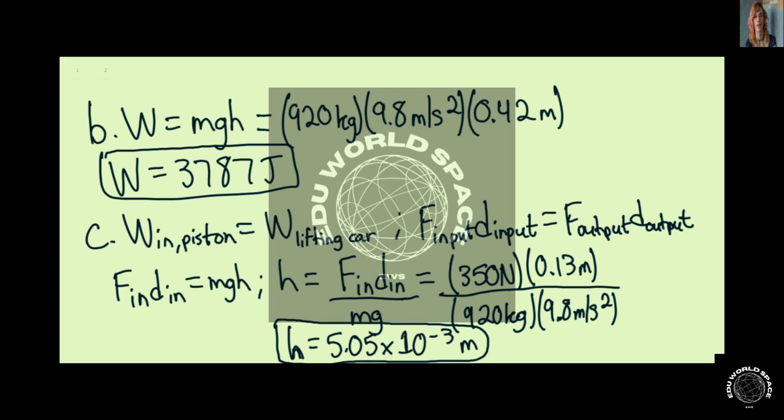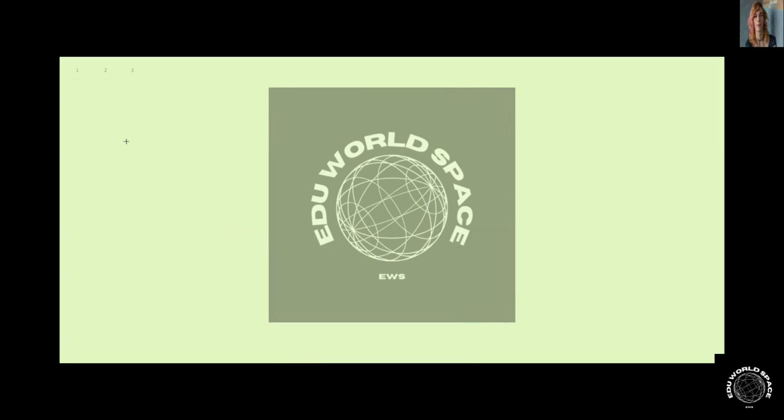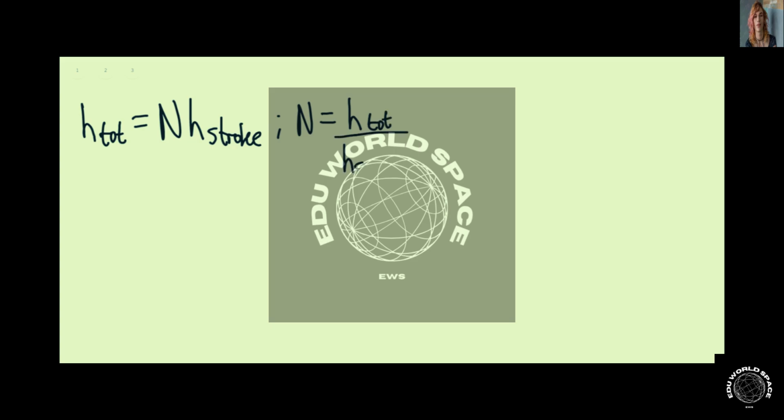For part D, we want to find the total number of strokes. So we know that the number of strokes would be equal to the full distance divided by the distance per stroke. So the total distance, or the total displacement, would be equal to the number of strokes times the distance achieved by one single stroke. Therefore, the number of strokes would be equal to the total distance divided by the distance for one stroke.